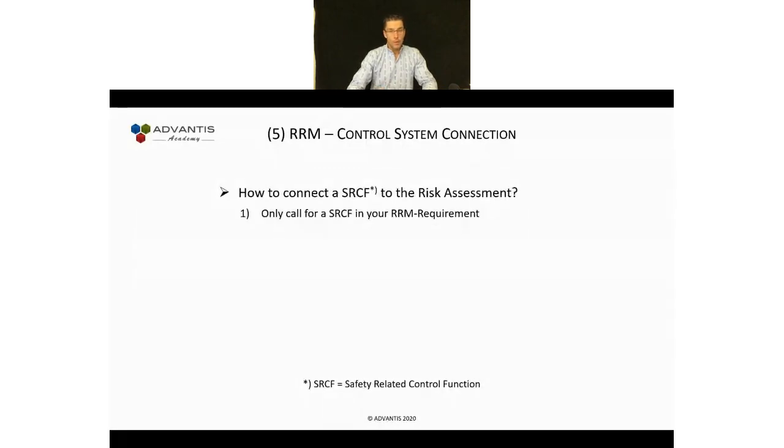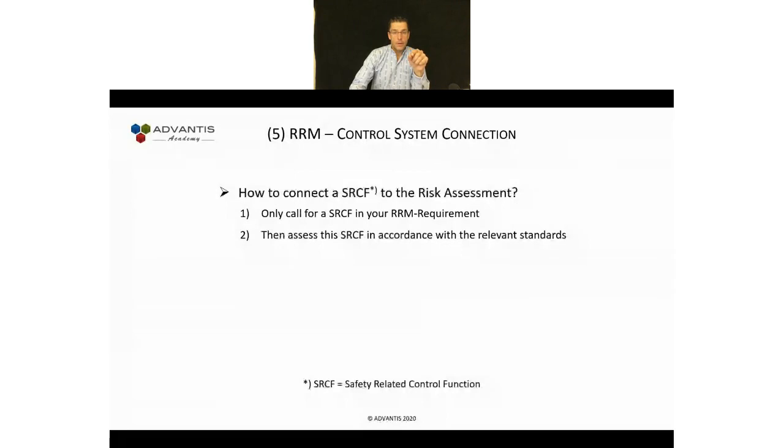What is important, you only make a call for a safety-related control function in your risk reduction measure requirement. All you say is, hey, we need a safety-related control function to deal with this thing here. Don't be specific of how you're going to do it. You don't know yet because you're early on. You're in the analysis phase. Design hasn't happened. All you know is, I can't do this with any other technology. I need the control system, then Spark is to come in and take care of this. So I need a safety-related control function.